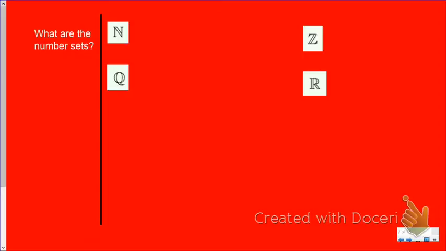They have these fancy little scripts on them, but what they stand for: N is the set of natural numbers. Natural numbers are the things that occur naturally, like when you think about counting numbers, if you see a certain number of things. So this is like 1, 2, 5, 100. Those are all natural numbers.